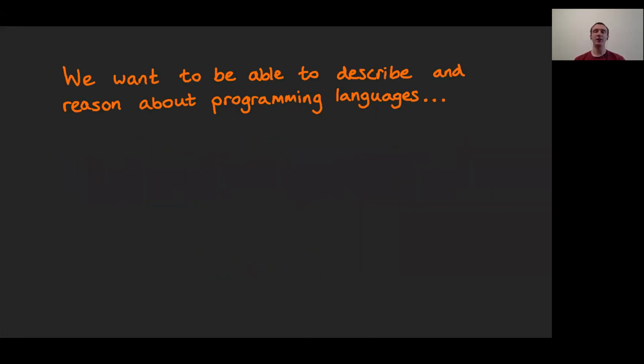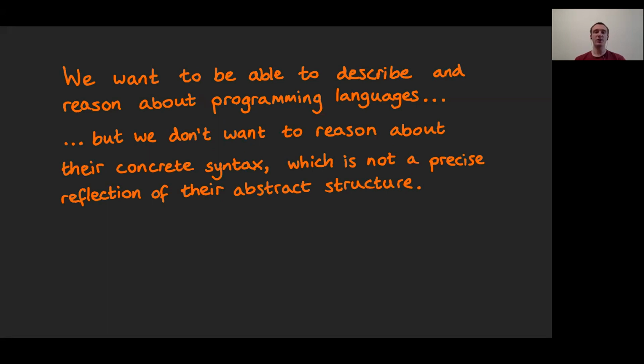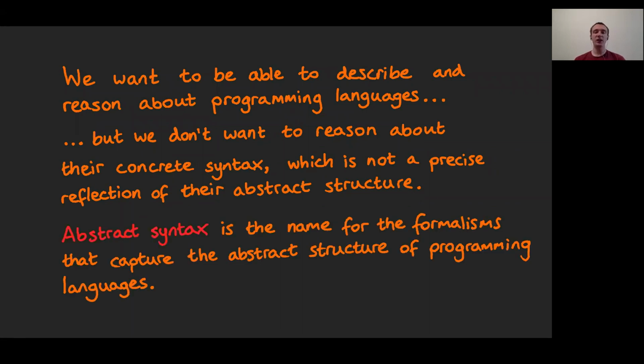Well, I think we can all agree that we want to be able to reason about programming languages, to be able to describe their behavior and their properties. However, this is frequently done by reasoning about their concrete syntax. But this can be a bit misleading because really the concrete syntax isn't a very good reflection of the abstract structure. So we'd rather be able to reason about their properties directly from their structure without worrying about what their syntax looks like. And so any formalism that captures the abstract structure of a programming language without recourse to its concrete grammar or syntax is called abstract syntax.